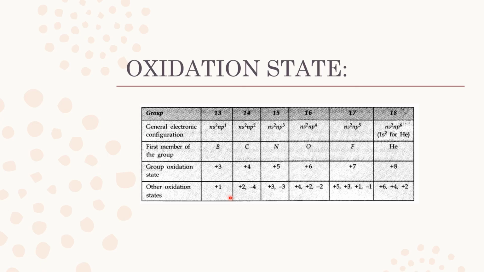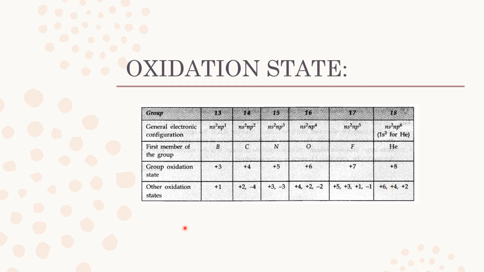Now let's see, the valence electrons present in group 13 is 3, so the group oxidation state is plus 3, and the valence electrons in group 14 is 4, so the oxidation state is 4, and in this valence electrons is 5, so group oxidation state is 5. In this the valence electrons is 6 and the group oxidation state is also 6, and in this the valence electrons is 7 and the group oxidation state is 7. And then in group 18 it is 2 for helium and plus 8, that is octet, for other members.